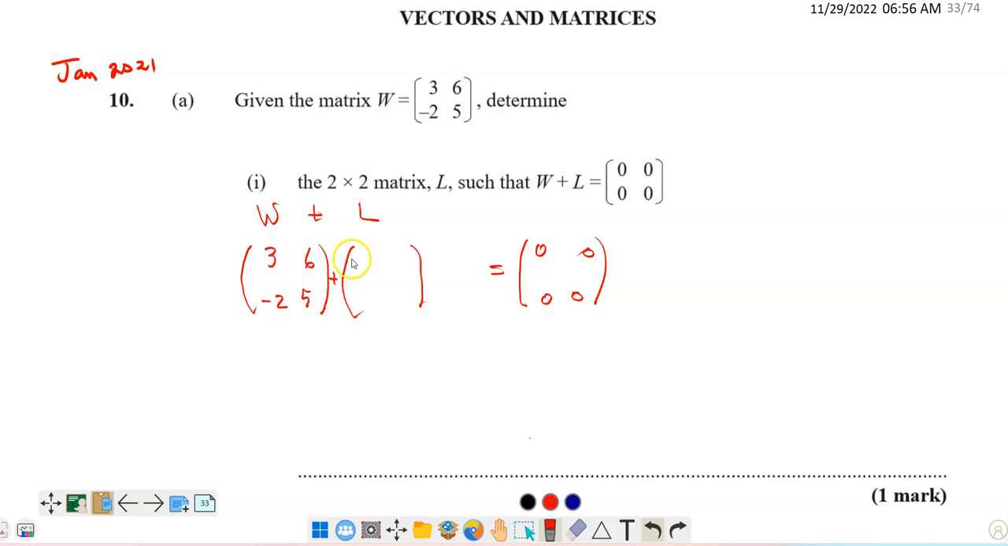So what element must be added to positive 3 to give you 0? And that's going to be minus 3. And also the element to be added to 6 should be minus 6. And that should be positive 2. And that should be minus 5. So the matrix L is minus 3, minus 6, 2, and minus 5.